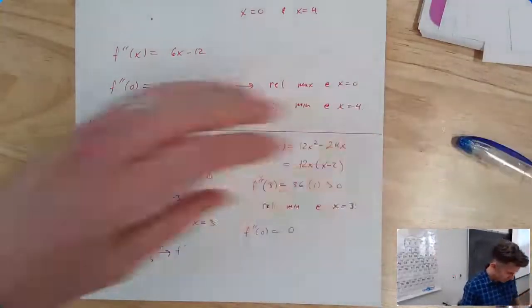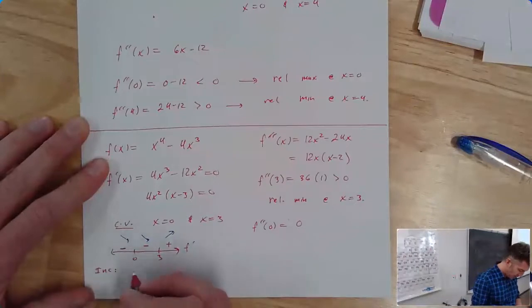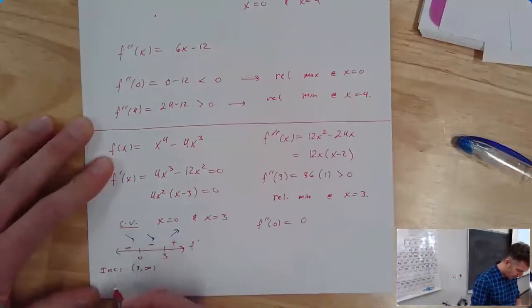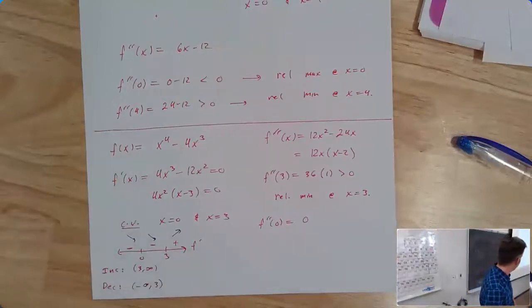I would also point out, because I do think it's important to point out, I would say this function is increasing on the interval from 3 to infinity, and is decreasing on the interval from -infinity to 3. I include the 0 there because it's part of the domain of the function.